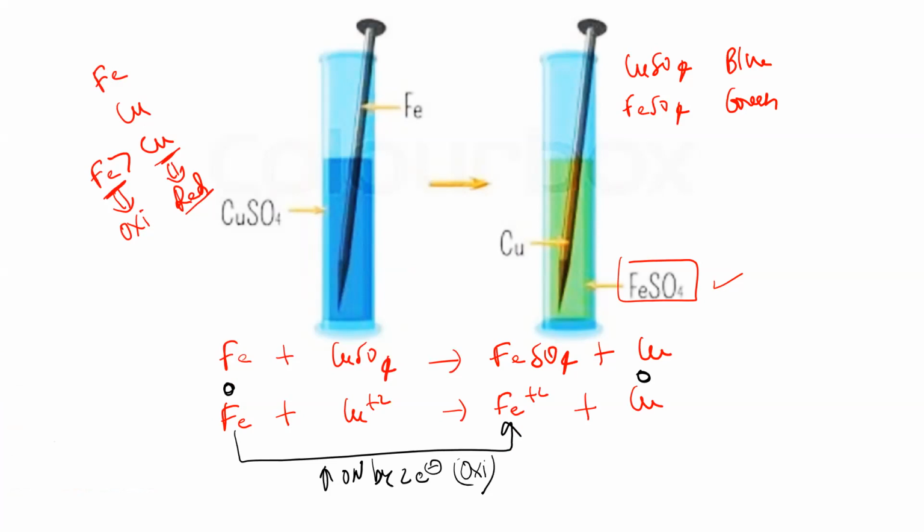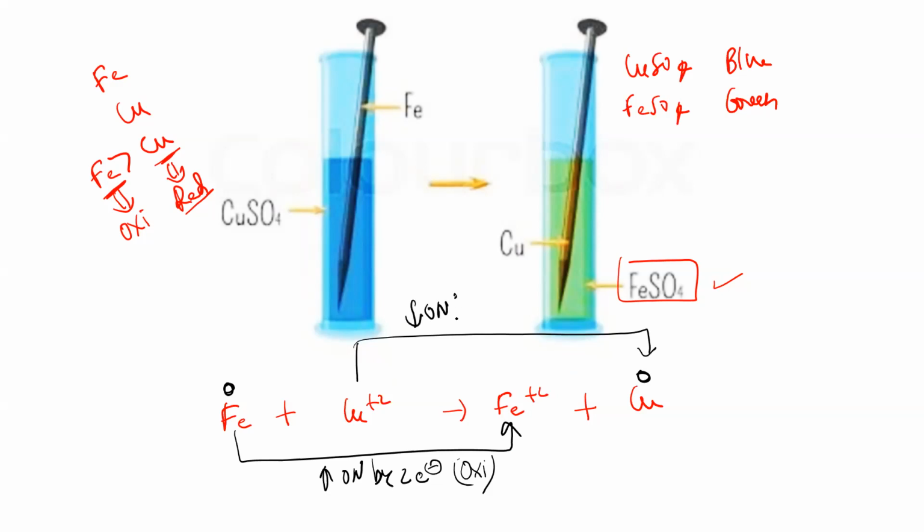Similarly, if we look at the copper, we see copper has got reduced from plus 2 to 0. So this is the case of decrease in the oxidation number or the charge by 2 electrons. So this is the case of reduction.